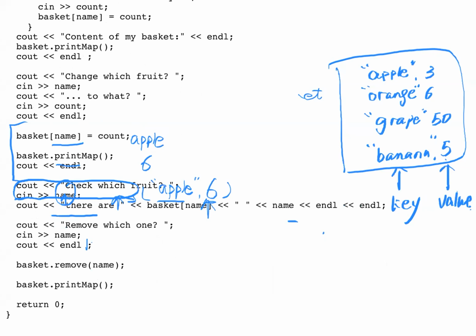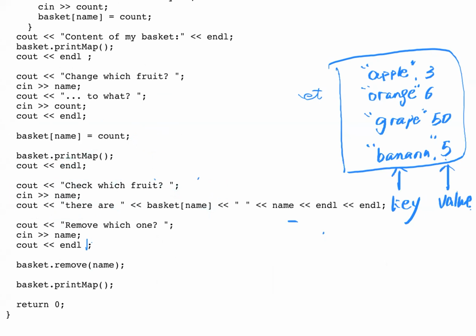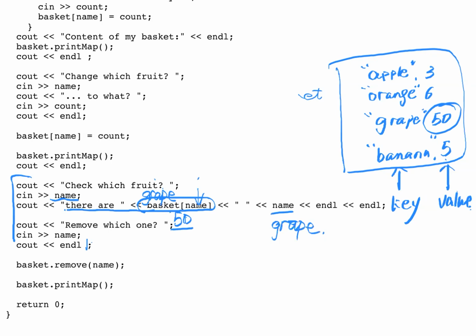Okay, and then we also have this: we check which fruit. We prompt the user to enter a name. Now, assuming the user enters grape, and then we will print out there are 50. This is the basket name, and this is the value, the value corresponding to this key. Now the key is grape. We will print out the value corresponding to the grape. We print 50. There are 50 grapes in the basket.